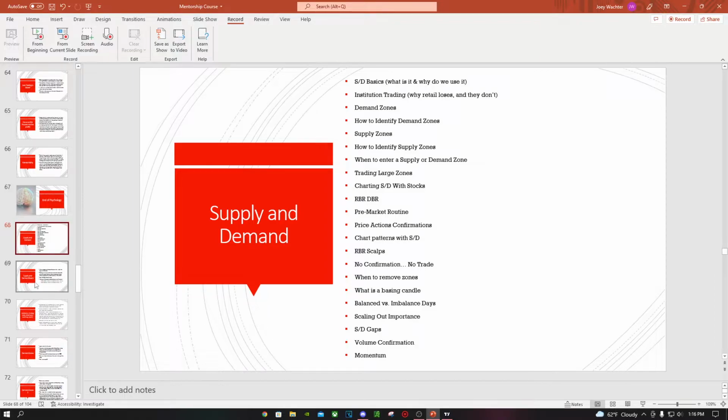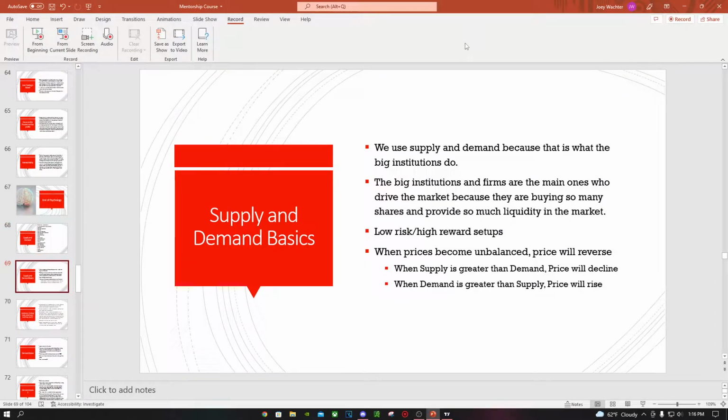Why we use supply and demand is because basically that's what the big institutions do. The big institutions and firms are the main ones who drive the market because they're buying so many shares or contracts that they provide tons of liquidity in the market and huge orders. That's basically it. It's very low risk and high reward setups.